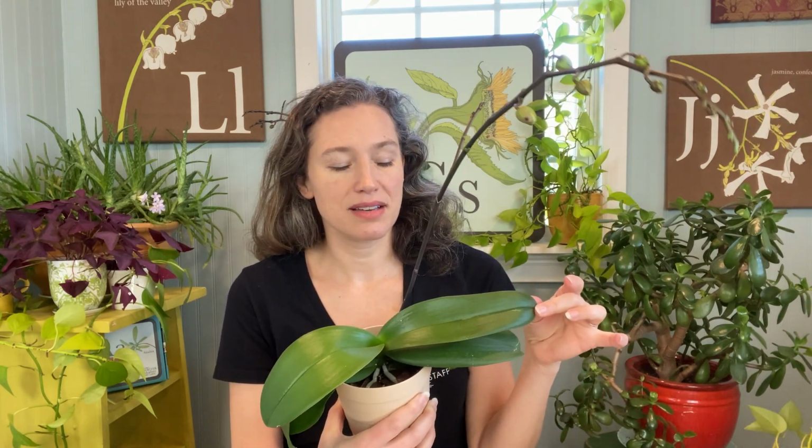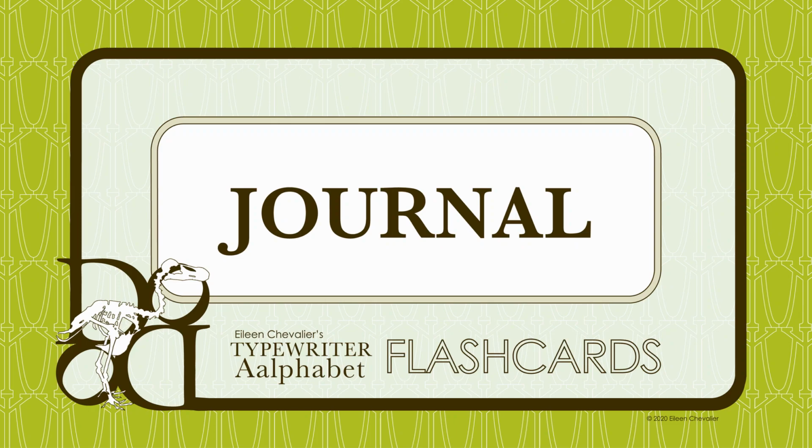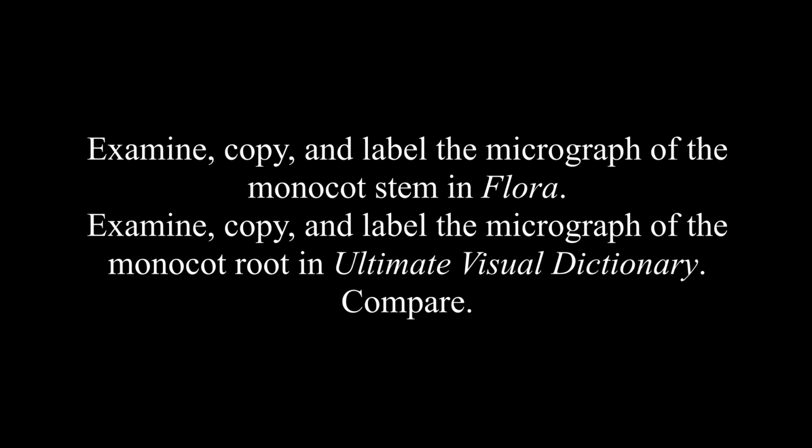All the way down. That's a really good way to know if a plant is a monocot. It's very easy, even if it's not flowering and you can't see if the parts are coming in groups of three, you can look at the leaves. This is the giveaway, and they're generally long leaves. Journal activities: examine, copy, and label the micrograph of the monocot stem in Flora. That's the one we were looking at earlier. Examine, copy, and label the micrograph of the monocot root in the Ultimate Visual Dictionary and compare. So, roots versus stems.